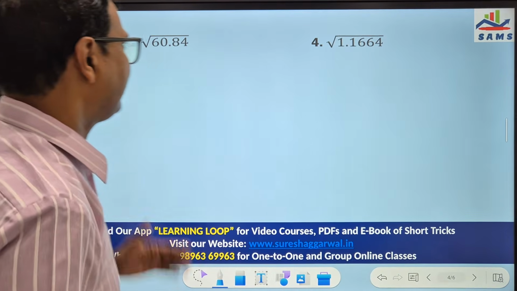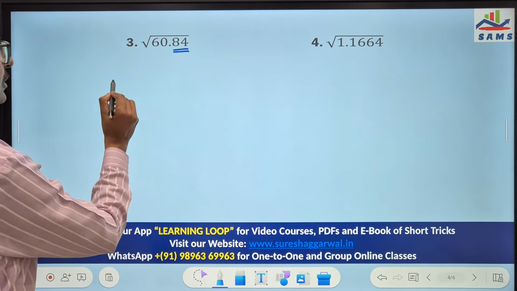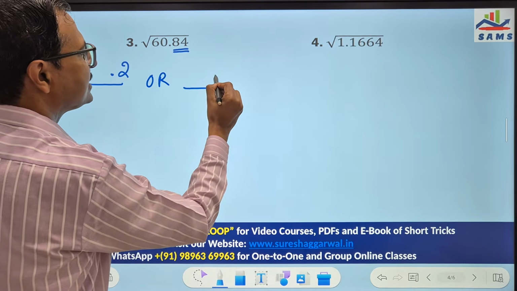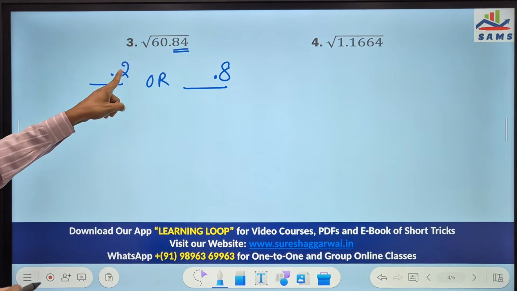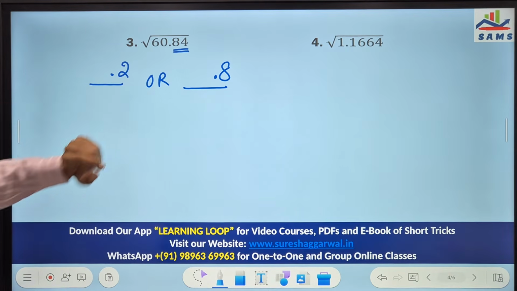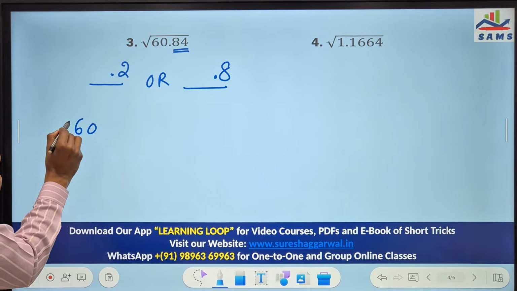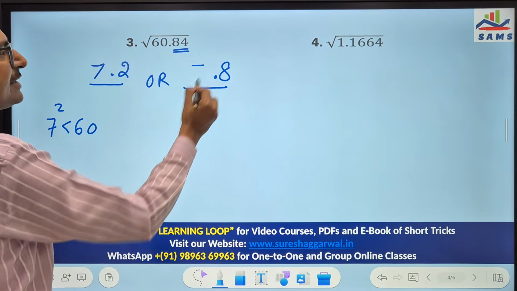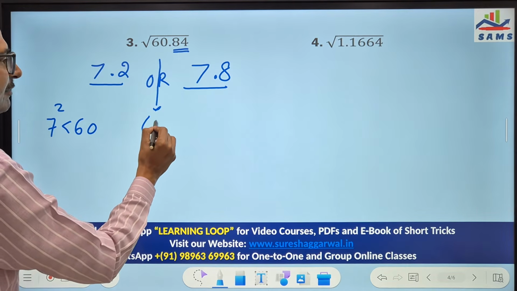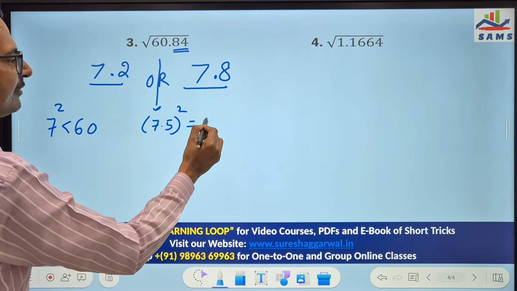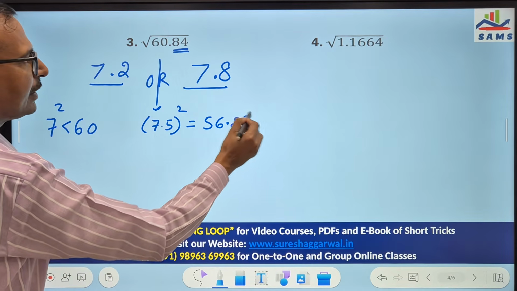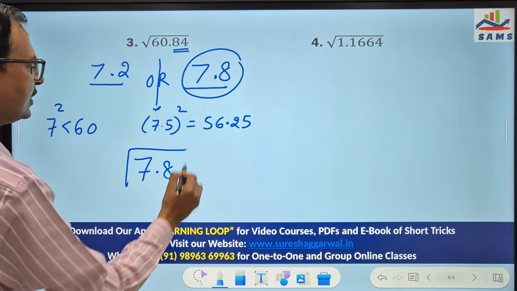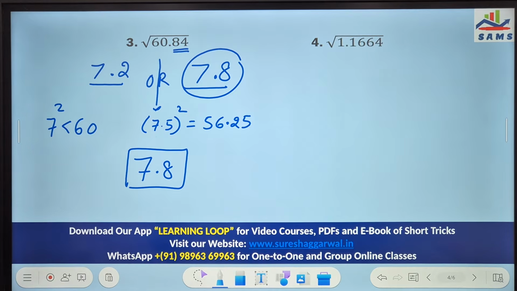Let's have this question, ending in 4. So my answer ends in 2 or my answer ends in 8, because 2 square ends in 4 and 8 square also ends in 4. Now 60 is greater than 7 square, which is 49. So 7.2 or 7.8. So I'll take the middle number 7.5. 7 8s are 56.25. That is the square. My number is greater, so my answer is also the greater one. 7.8 is the square root of the required number.